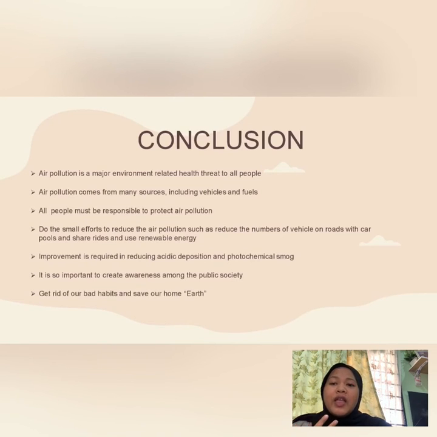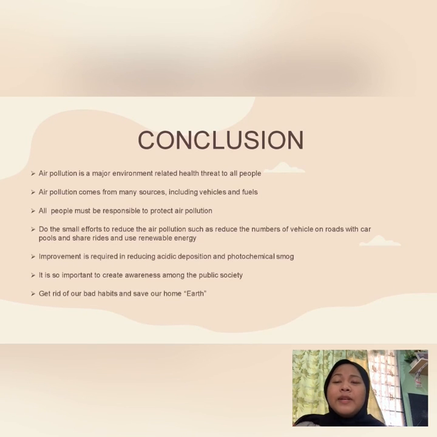We also know that air pollution comes from many sources like vehicles, fuels, and many other things. So all people must be responsible to protect against air pollution. Only humans can reduce air pollution. If we make small efforts to reduce air pollution, such as reducing the number of vehicles on the road with carpools and shared rides, and also using renewable energy, the environment will definitely become less polluted by air.